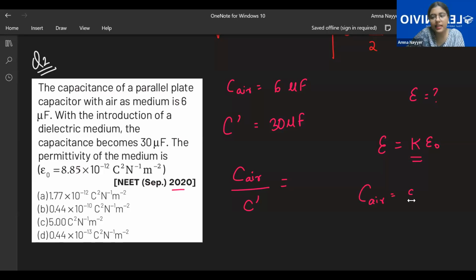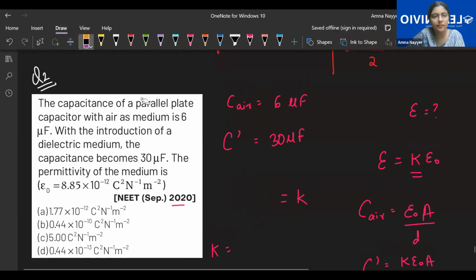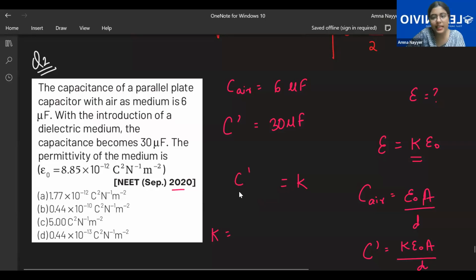See, C in air is nothing but epsilon naught A by D. C in a medium, let's say some C dash, will be K times epsilon naught A by D. Then only I'll be able to take the ratio. If epsilon is given, how will I take the ratio? If you take the ratio, you'll ultimately have to put in the value of K. K we don't know, so if we take the ratio, we'll be just left with K. So K will be equal to, oh no, I've written it opposite, C dash by C. So this will be equal to K.